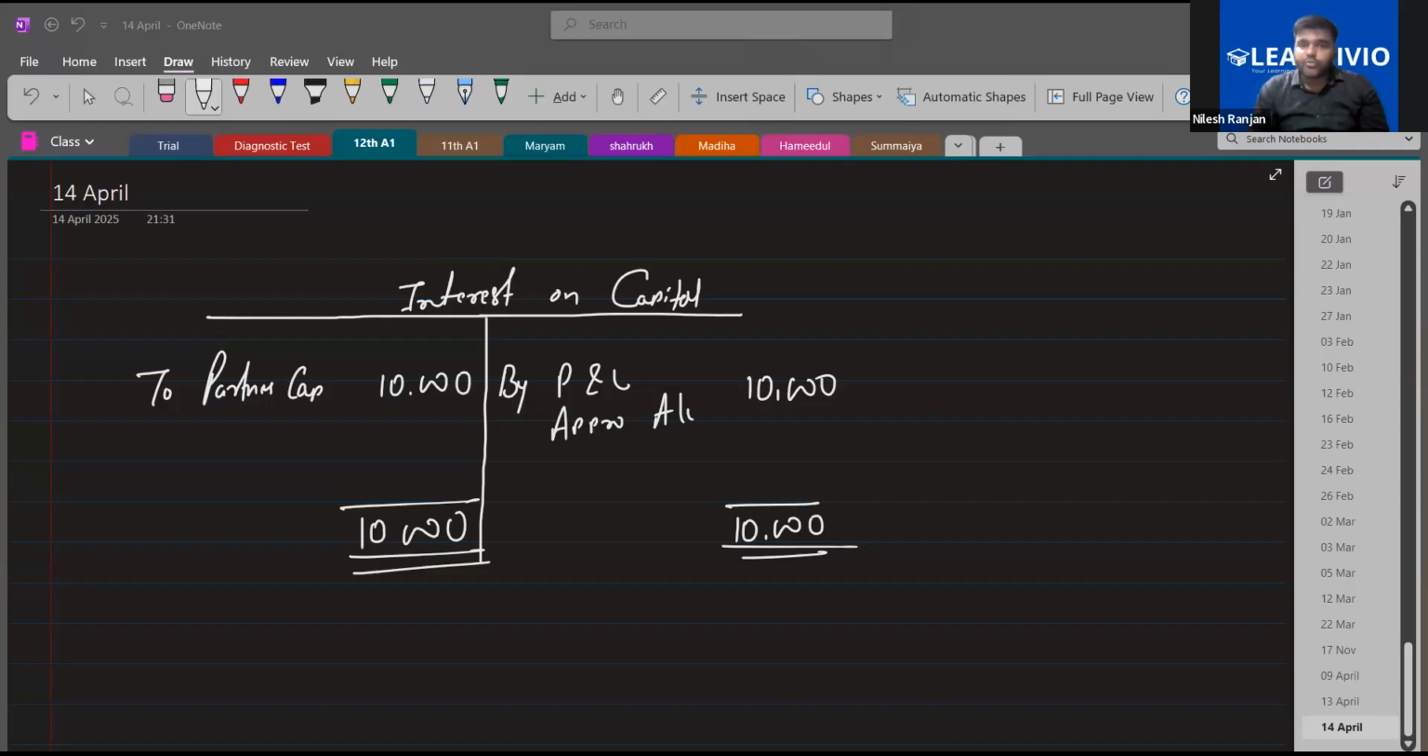So for distribution of profit, it is profit and loss appropriation account debit to partners' capital, and for distribution of loss, it is partners' capital account debit to profit and loss appropriation account. So please write these journal entries so that we can discuss partners' capital.